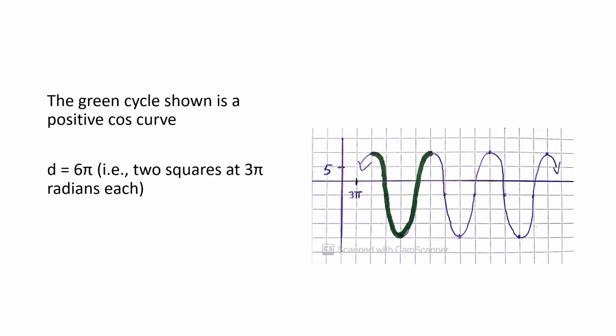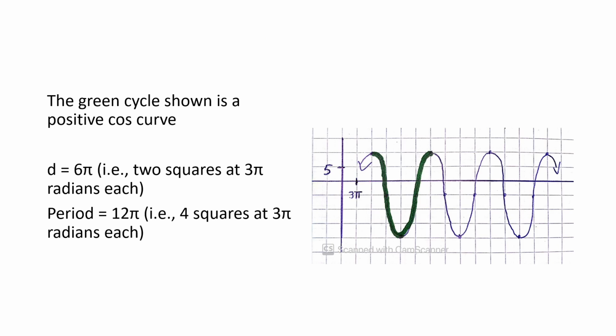Now when we look at that, we say to ourselves, okay, our phase shift is 2 squares to the right. So d, you might be tempted to say d is 2, but each one of those squares represents 3 pi radians. So really, d is equal to 6 pi. And so we've got our phase shift, which gives us our d value.